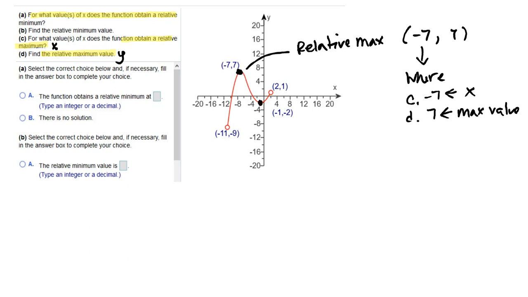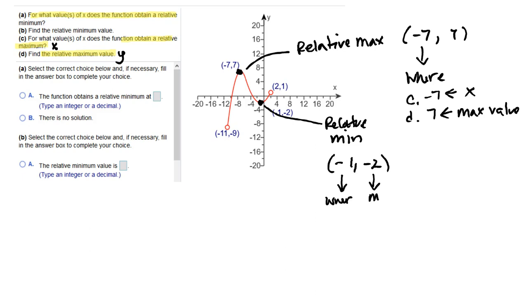So then this little dip right here, this little valley, that's going to be our relative min. That's happening at the ordered pair -1, -2. So that x value is the where part, and the y value is the actual min part. So for part A, we're going to say at x equals -1, that's where the minimum occurs, and then the actual minimum, relative minimum, is -2.